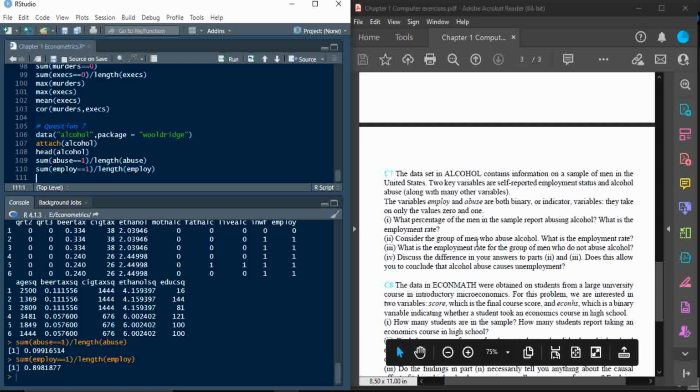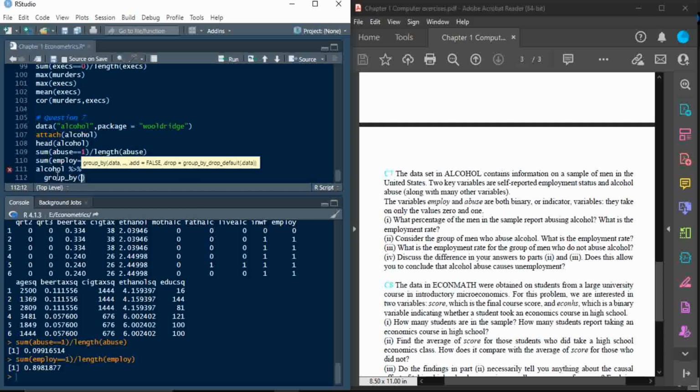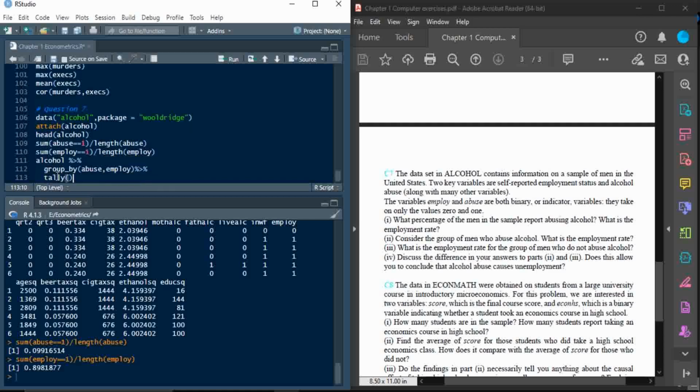Now consider the group of men who abuse alcohol, and in the next question we have to calculate the employment rate for the group of men who do not abuse alcohol. So there are two categorical variables, so we can utilize the function from dplyr package. The dataset name is alcohol. Now type the pipe operator and then write group by. We have to group by two variables. The first one is abuse and the second one is employ, and then again use the pipe operator and then use the tally function.